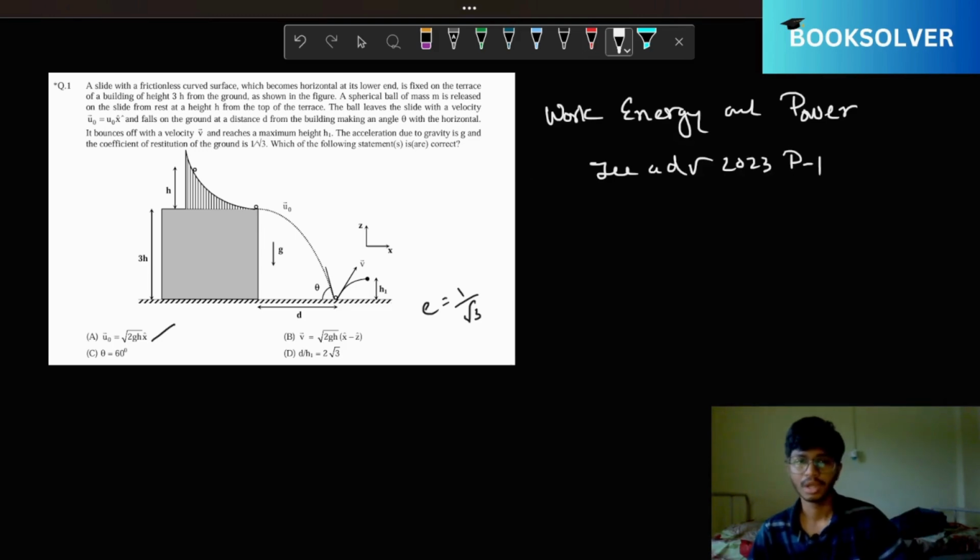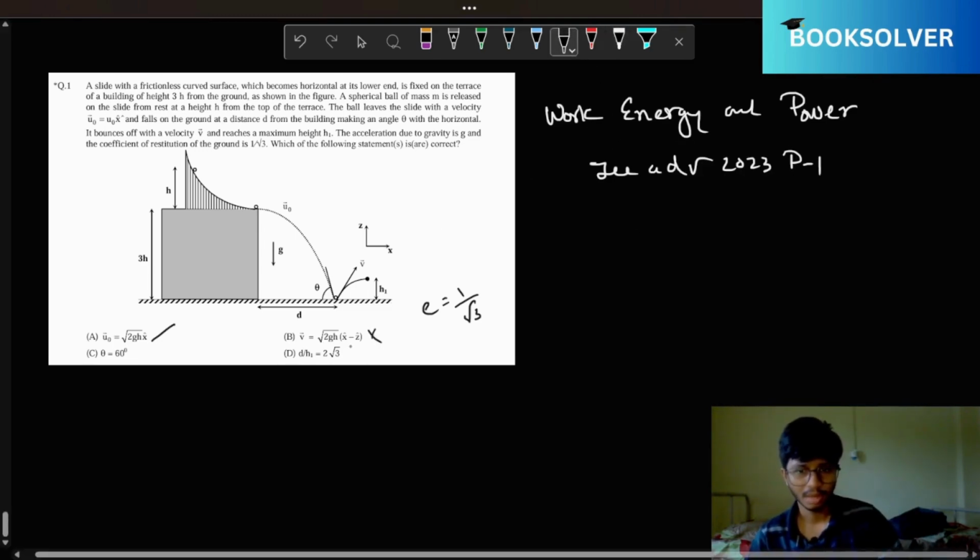Now option B is directly wrong because it has minus z, and minus z is just not possible after collision. Yet we'll still calculate the value of v. Let us say this is your point A. Now let's analyze point A. At point A, u naught will remain u naught, because there's no force acting in the x direction.